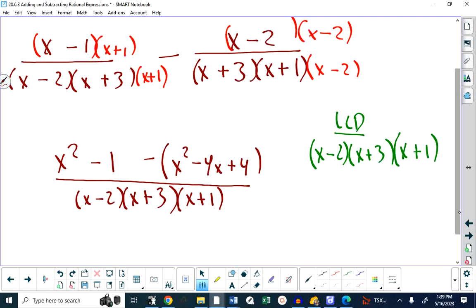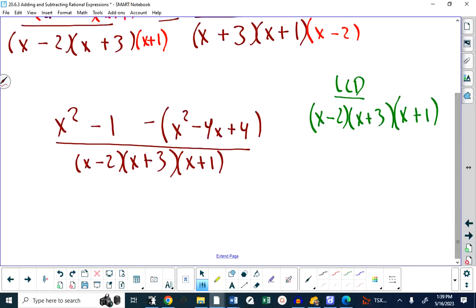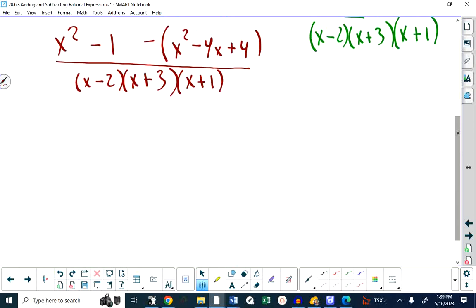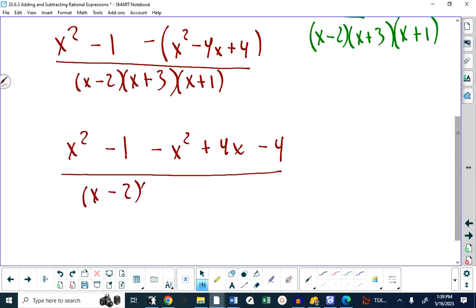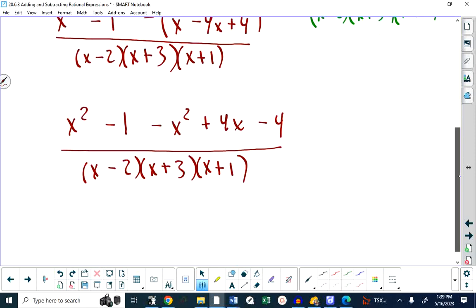And I hope you can appreciate adding and subtracting involves a lot more work than multiplying or dividing, or even simplifying a single one. This is pretty good, though, because we get lucky sometimes. We got lucky here because I don't have any quadratics in the numerator. The x squareds cancel. What do I get in the numerator? 4x minus 3. Then we're done.